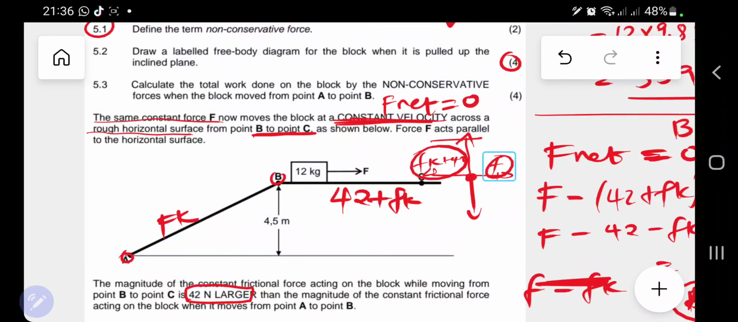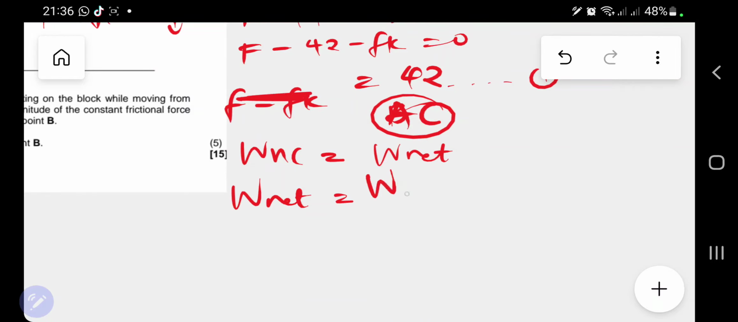So okay, let's see what we can do. And remember the term W_nc, which is basically the same as net work done. This is according to my understanding, I'm just putting out my understanding of this question and suggesting how best you can solve this problem. The net work done equals the work done by F plus the work done by Fk there.